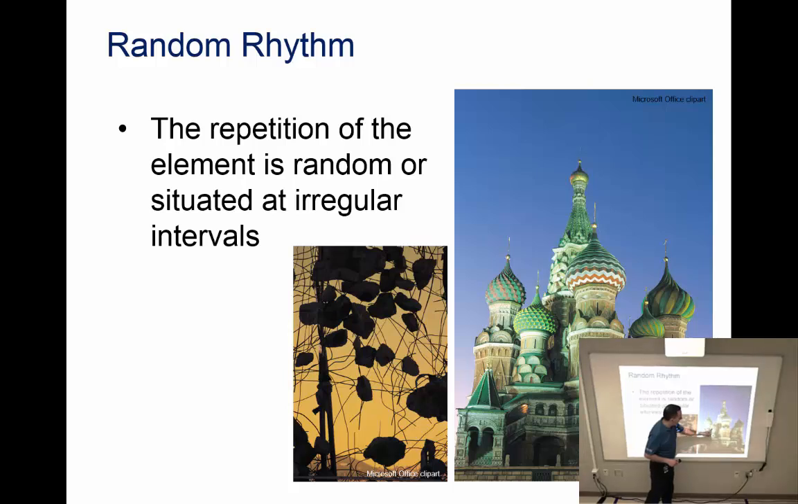So on St. Basil's Cathedral in Russia, they have the same three-dimensional form that gets repeated as the design. But the placement of this form is not at a certain interval. It changes the distance from each other and stuff like that. And so this is a random rhythm.